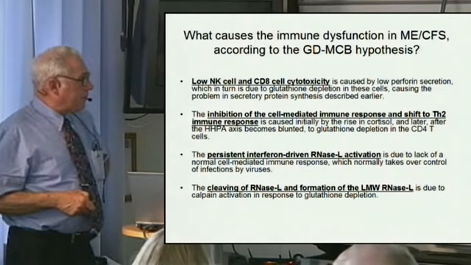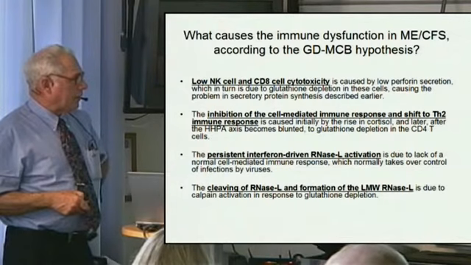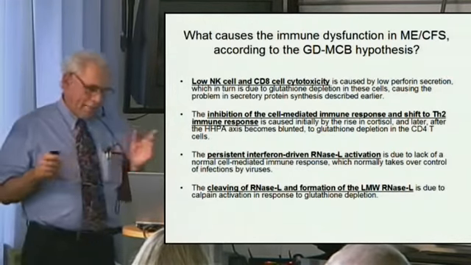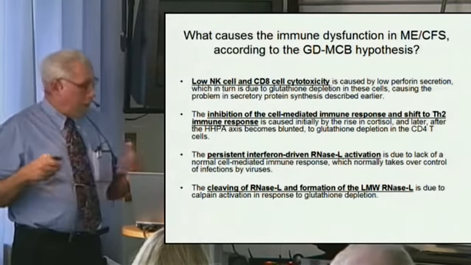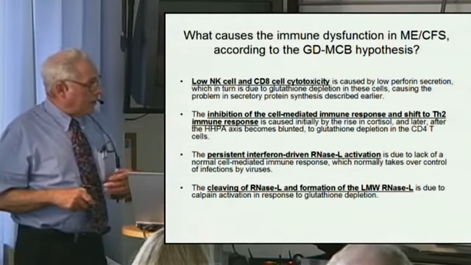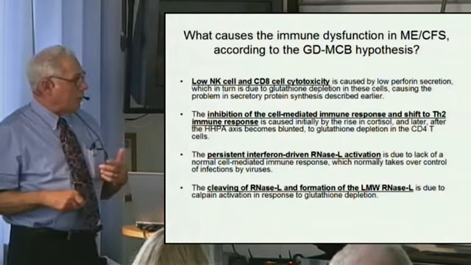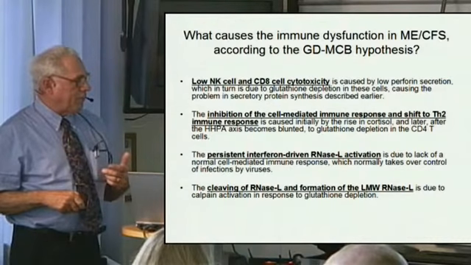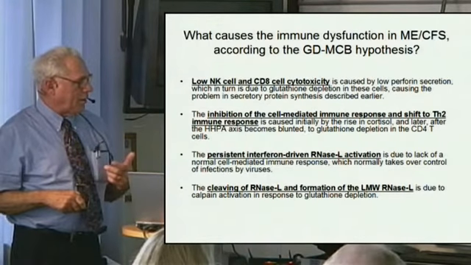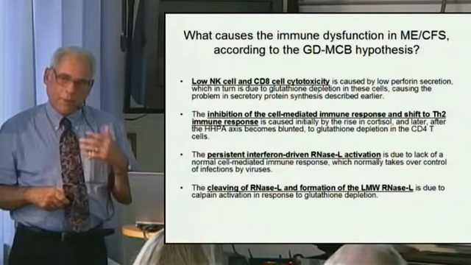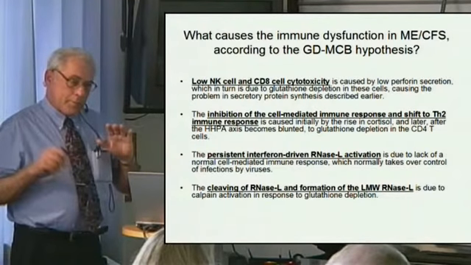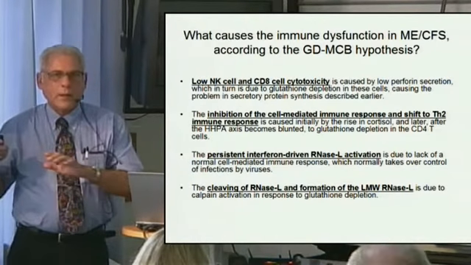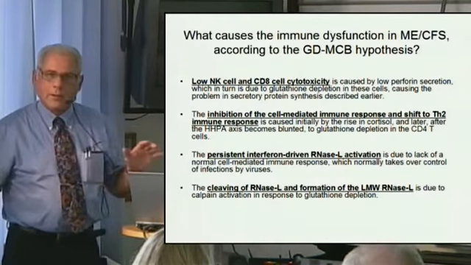And we also see persistent interferon-driven RNase L activation. This is supposed to be sort of a stopgap measure. When you get a viral infection, the interferon secretion rises, and this is one of the systems that then activates, and it starts chopping up RNA, and that's supposed to slow down the virus. And that's supposed to be a temporary thing until the cell-mediated immunity gets up to speed, and then they come roaring in like the cavalry, and they take over and kill the bad guys, okay?